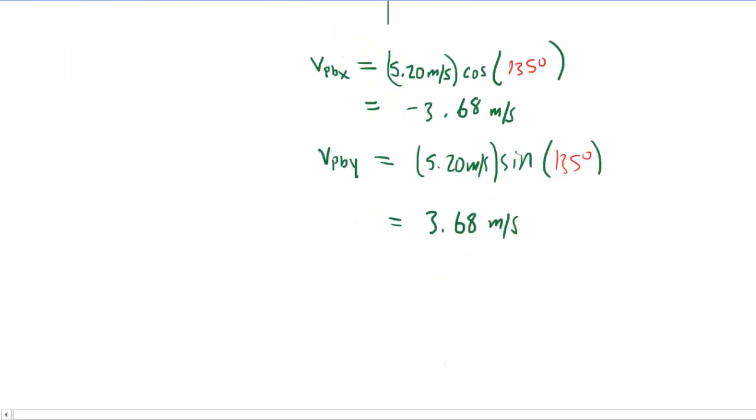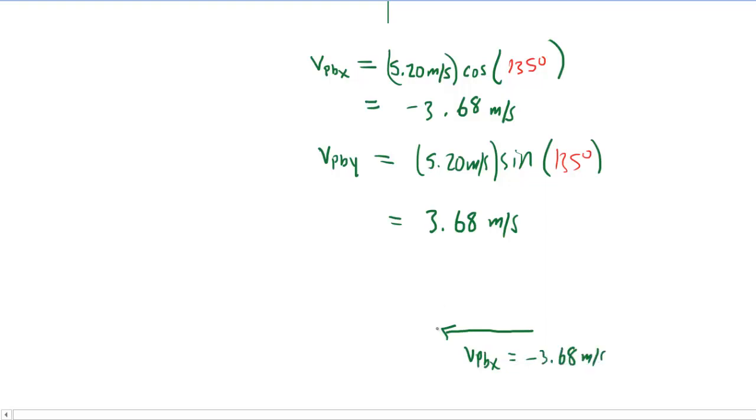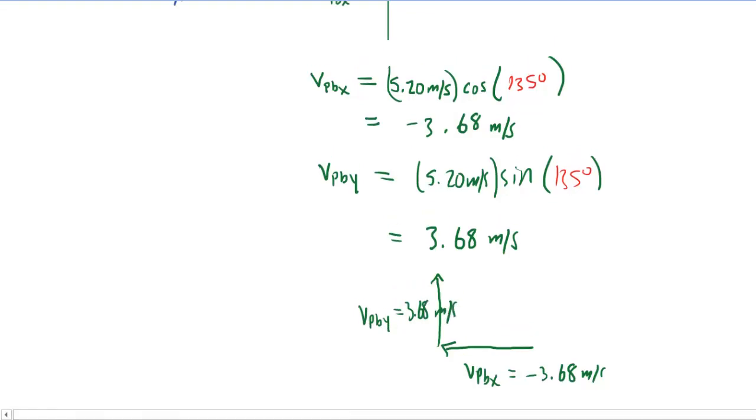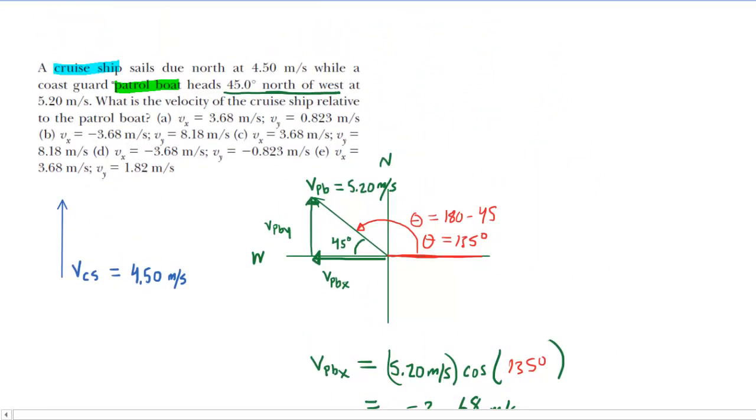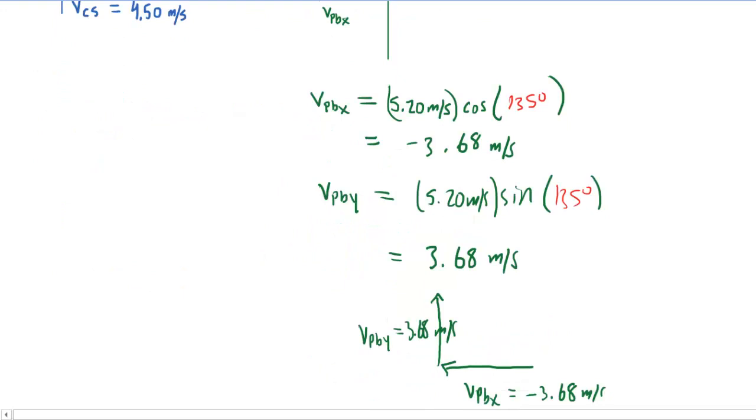So you can think of the patrol boat as moving in two directions, which of course it actually is doing. It's moving to the west at negative 3.68 meters per second, but simultaneously it's also moving to the north at positive 3.68 meters per second. So that is a little bit more complex than the other vessel, which was the cruise ship, and it was just sort of idling along at 4.5 meters per second.